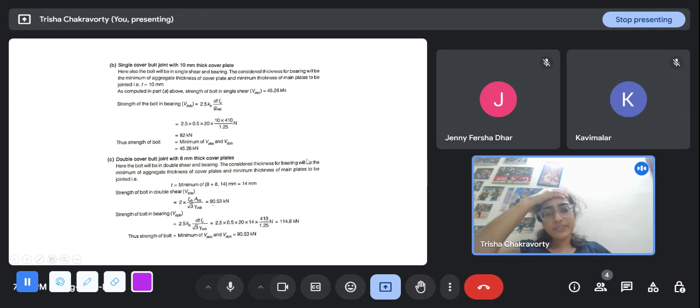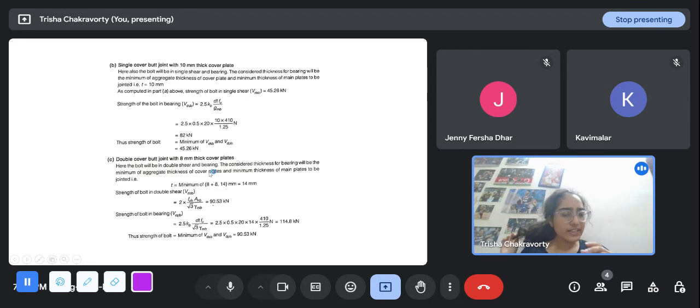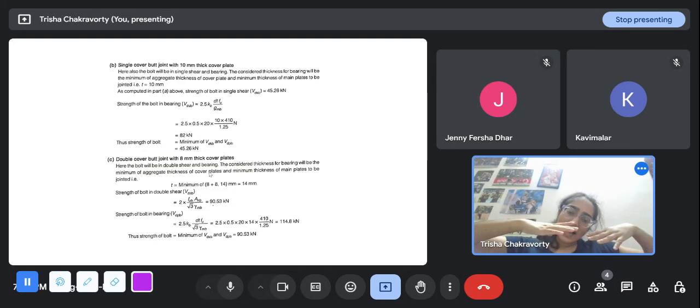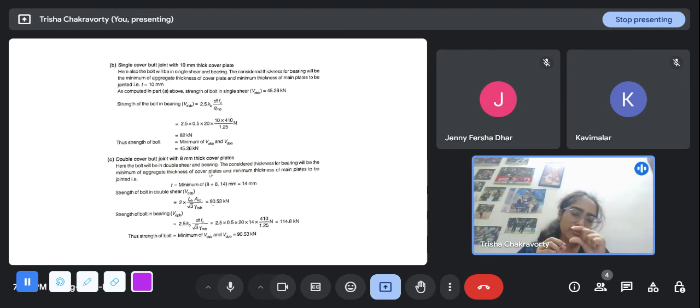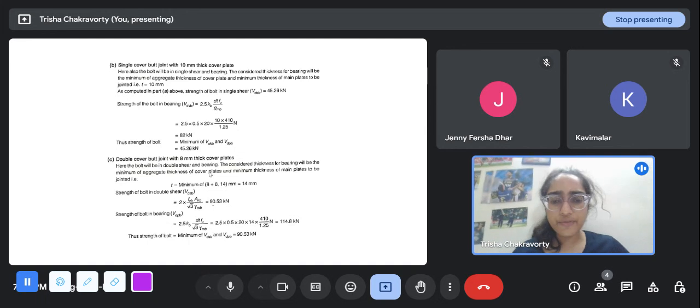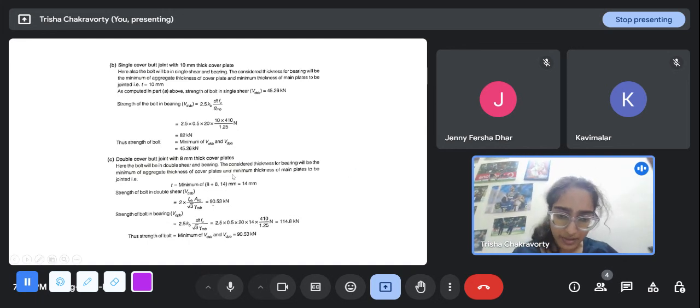The considered thickness for bearing will be the minimum of 14 and not 8, but 8 plus 8, because the cover plates will act in the same direction. So there are two cover plates of 8 mm each. So the aggregate of the cover plate thickness is 16 millimeter, and the thickness of the original plate is 14. So we have to take the minimum of the two, that is 14 millimeter. So the bearing strength here remains the same as the previous case, because 14 is the critical one.